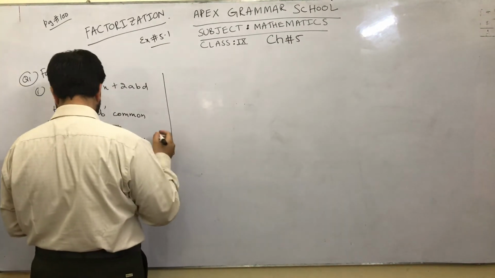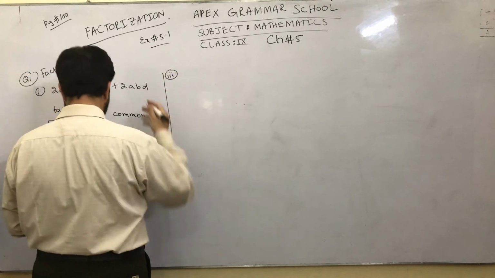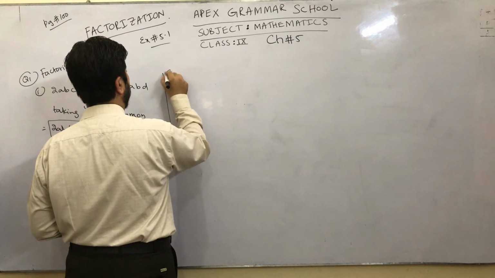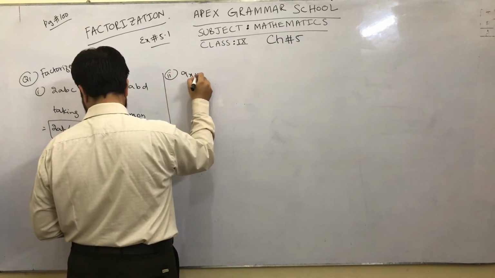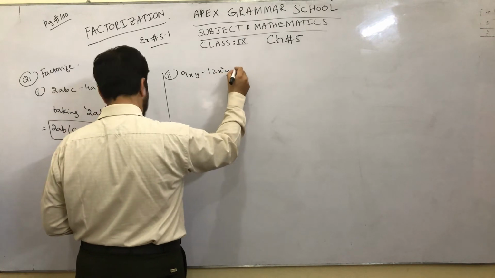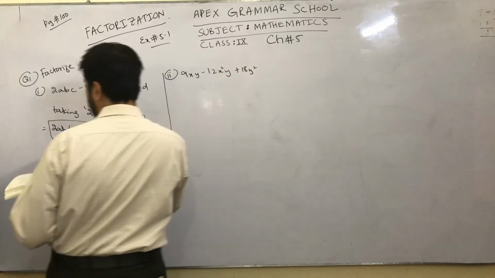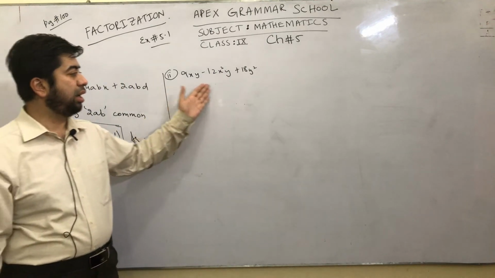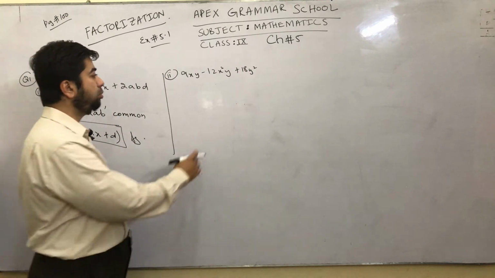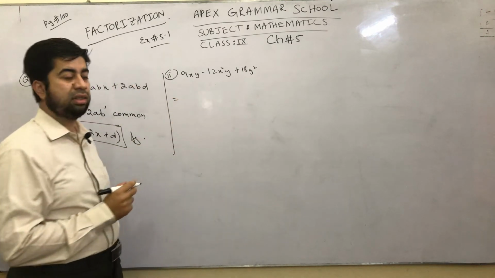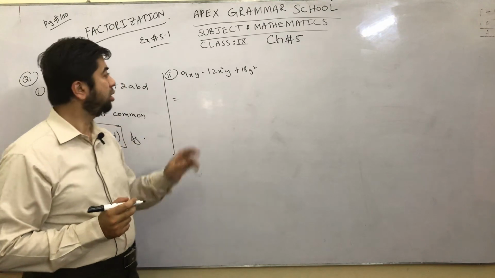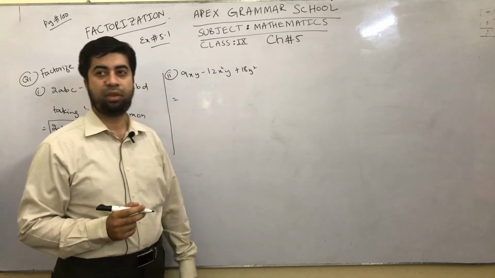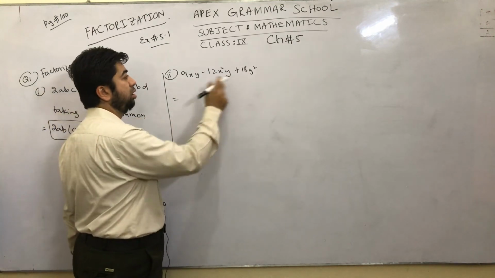After that we will talk about part 2, which is quite similar. 9xy minus 12x square y plus 18y square. You see that which thing is common in all this expression? Is there 9 common here? No. You can say that 3 is common because 3 is the factor of 9, 12 and 18. And after that, x is common.